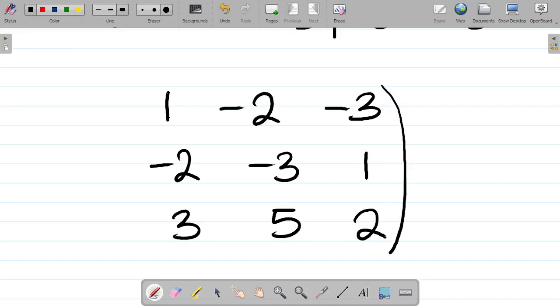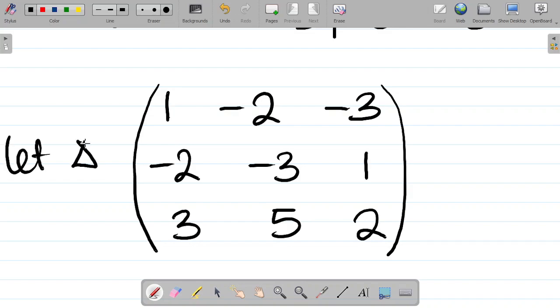And we said we'll call this lambda. So this one here, let's call this lambda. So I'll say, let lambda be equal to this. So we have this. All right.